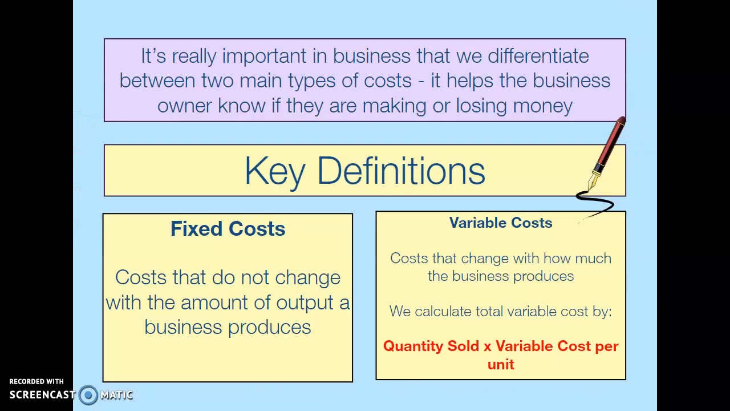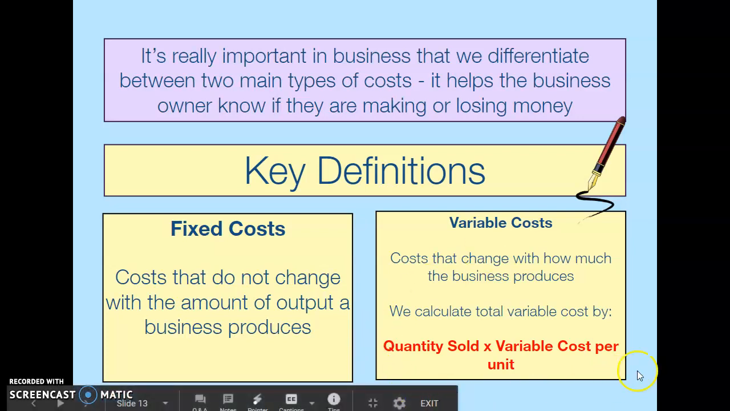Anyway, I just wanted to recap because a few people have emailed me on these two key definitions that have been quite complicated. So a fixed cost, as I said, is a cost that does not change with the amount that a business produces. No matter how much chocolate Cadbury produces, they still have to pay rent, and that rent is going to count as a fixed cost. On the other hand, variable costs are those costs that change with how much the business produces. So we calculate the total variable cost by looking at the quantity sold times the variable cost per unit.